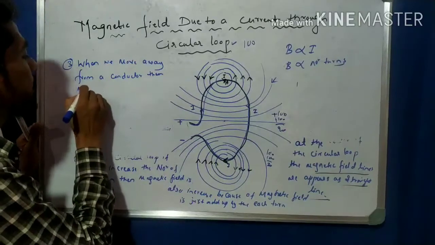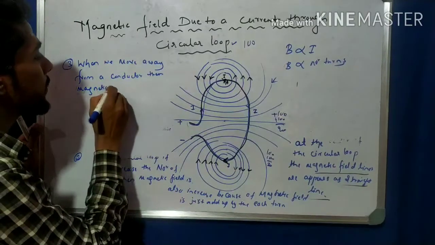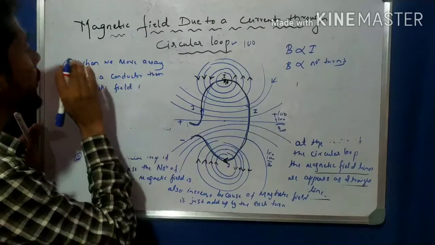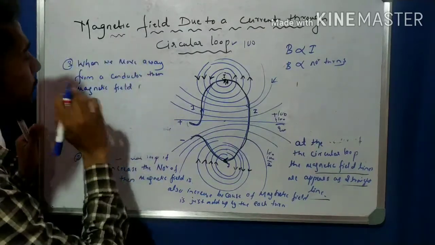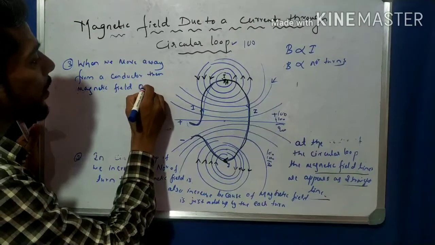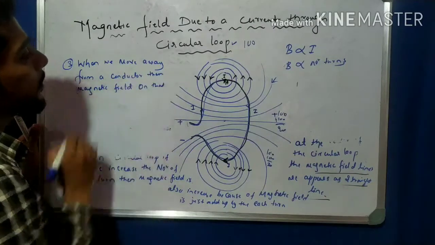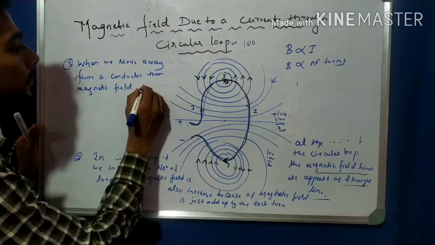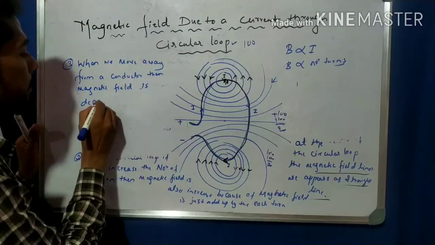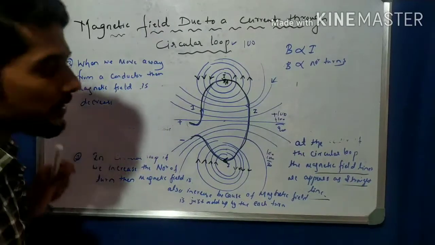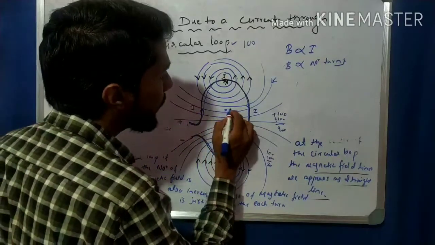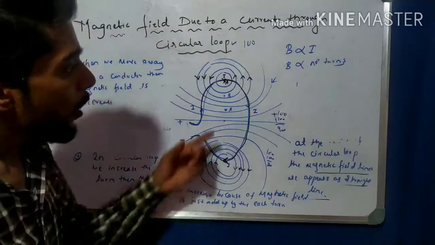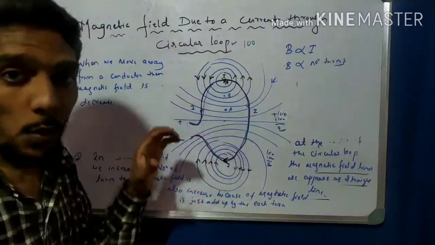What about the magnetic field? When we move away from a conductor, the magnetic field decreases. For example, I can make a point here, point A, and I can make a point here, B. So answer me, on which is the magnetic field more?